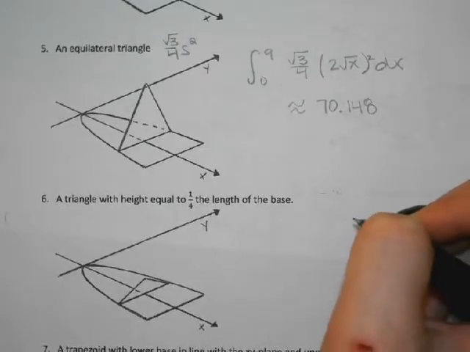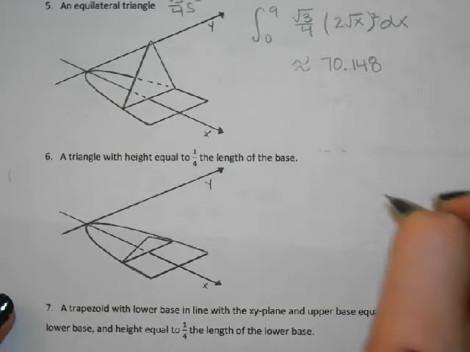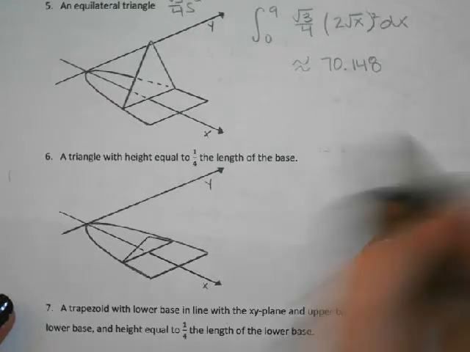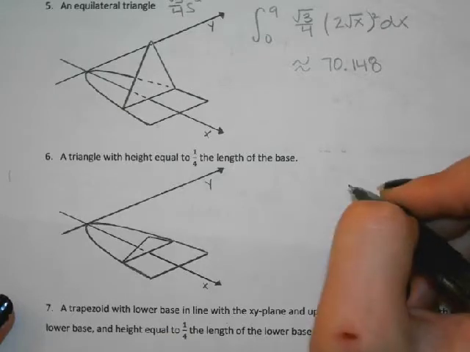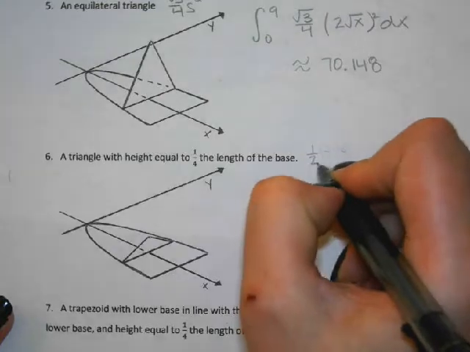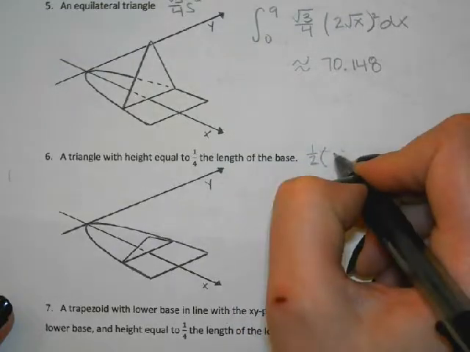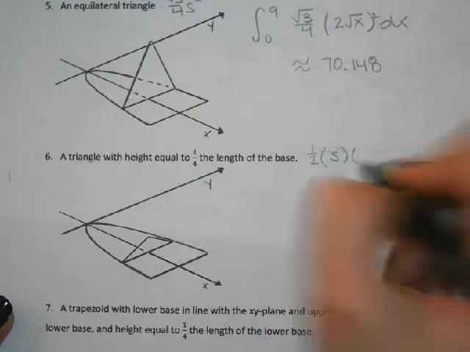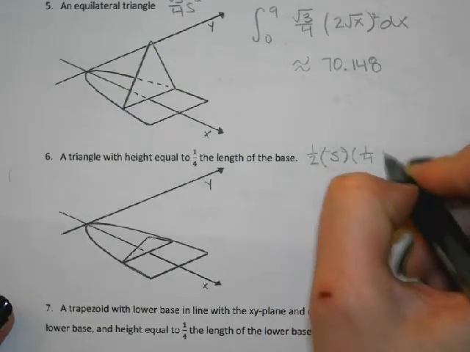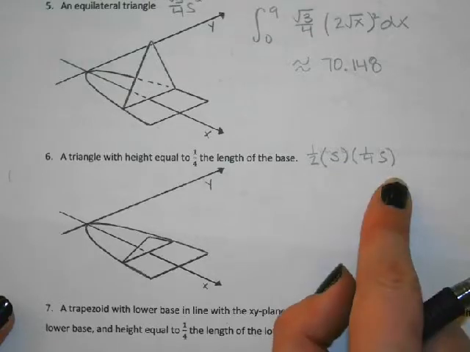All right. We have a triangle with a height that is equal to 1/4 the length of the base. Look at how sad it looks. It is a sad little triangle. Okay, so what's the formula? We have 1/2 times base times height. The base is my S value, and the height is 1/4 of S.